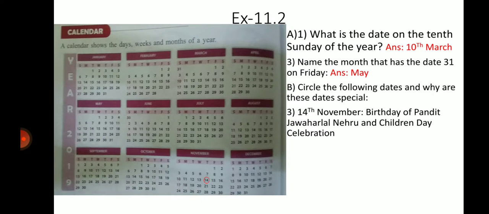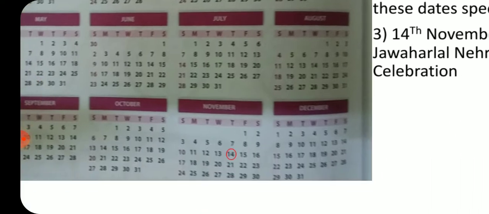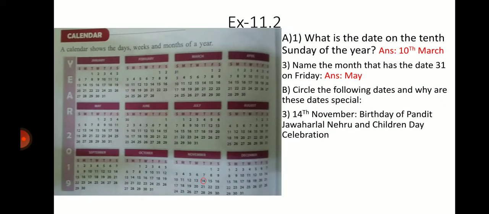Number B, circle the following dates and why are these dates special? 14th November. Let's circle the date. 14th November, we have circled it with red color. Why is it special? Because this is Children's Day, or we can say the birthday of Pandit Jawaharlal Nehru.